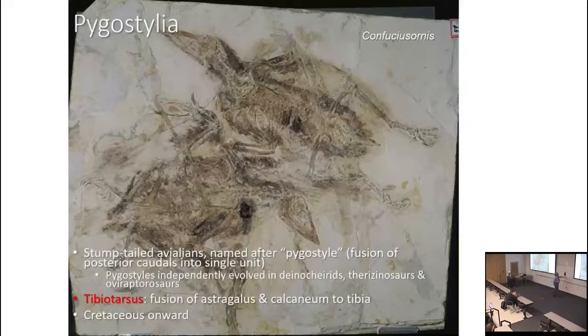Also, pygostylians are notable for having a tibiotarsus. What's that? That's the fusion of the proximal tarsals, the astragalus and the calcaneum, to the tibia. And unless you're a vegetarian, every one of you has held a tibiotarsus, because that's the drumstick. And the bottom of the drumstick, you see that sort of curved structure. Those are the proximal tarsals, the astragalus and the calcaneum, and they're actually fused to the tibia into a single bone. Pygostylians are known from the Cretaceous onward.